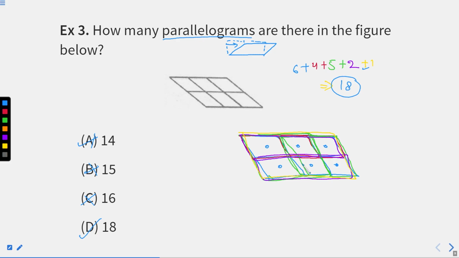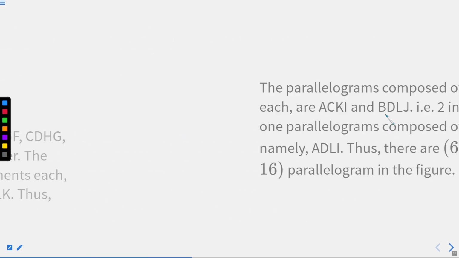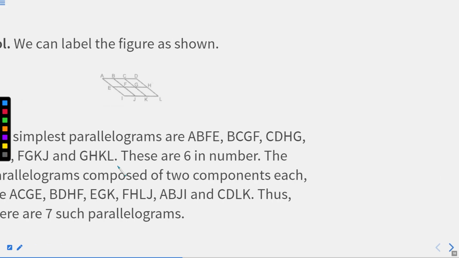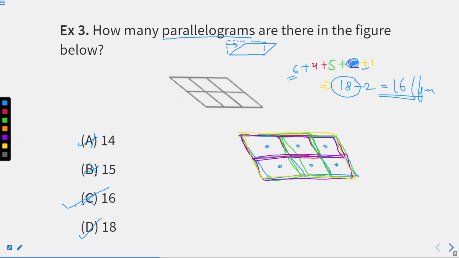But you can see here we marked 18 parallelograms. I think we have repeated these 2 parallelograms again. We have already calculated this part in here itself. So minus 2 will be 16 parallelograms, right? So our answer will be 16 parallelograms. That is in option number C, right?